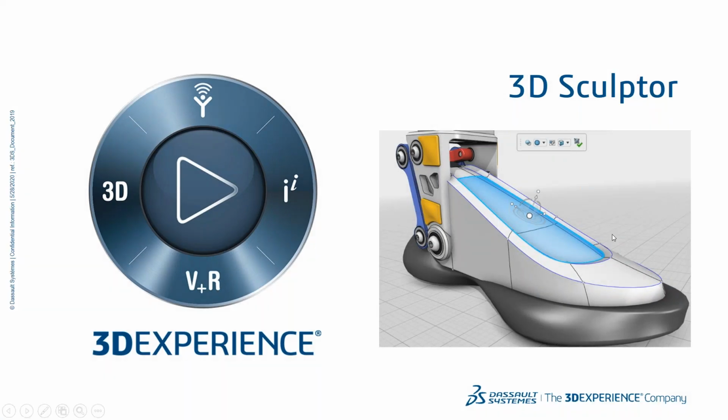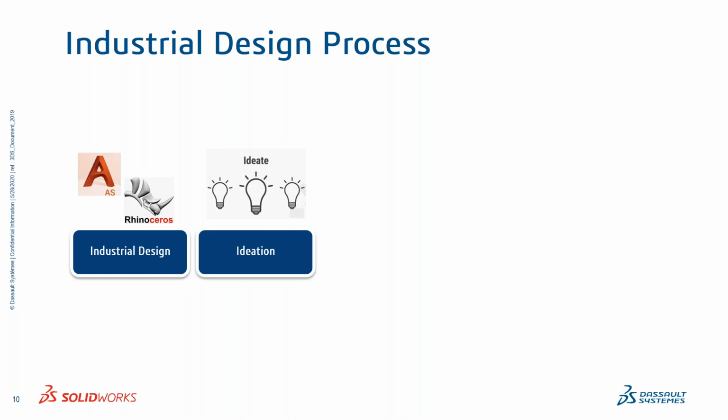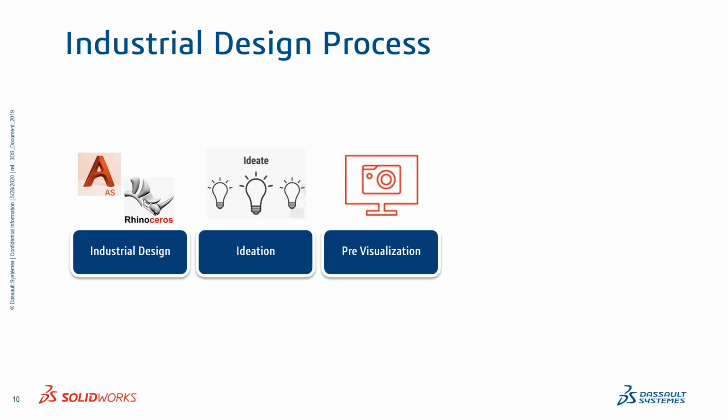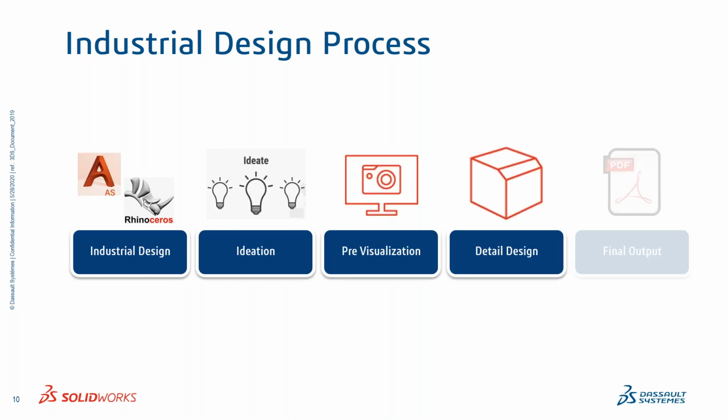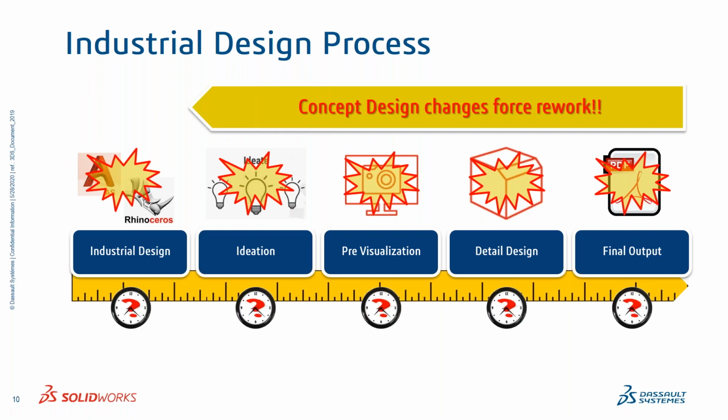So, okay. When it comes to 3D Sculptor, before we go ahead with the features part, let's look at what the industrial design process is that is followed. In any industrial design process, designers do the sketching, then they try to get feedback from the community, basically the end user. Then they try to do a pre-visualization, or sometimes pre-visualization happens first and then ideation happens at a later date. Then you go for a detailed design and then the final output.